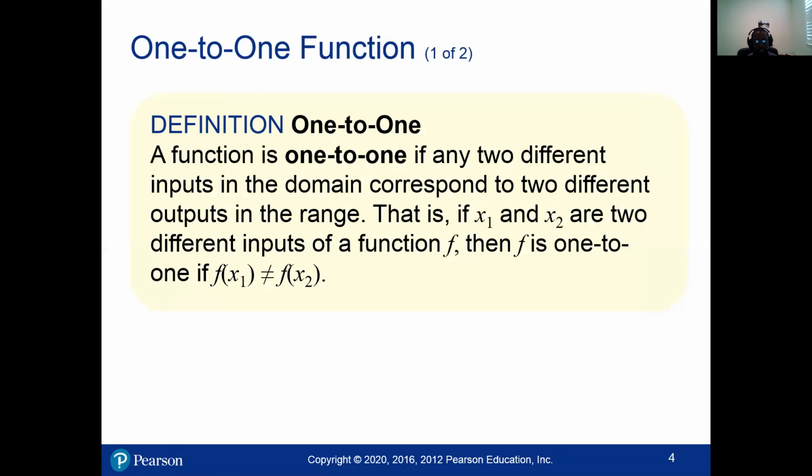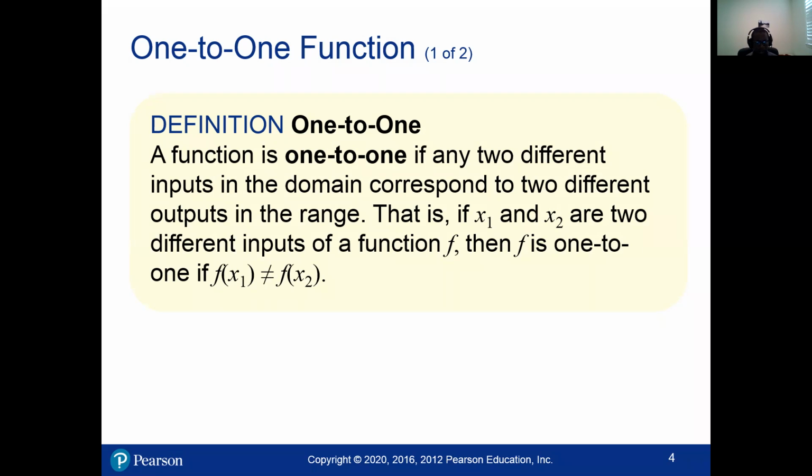Okay. So let's start with the definition. It says that a one-to-one function, remember it must be a function and one-to-one. A function is one-to-one if any two different inputs in the domain correspond to two different outputs in the range. That is, if x1 and x2 are two different inputs of a function f, then the function values f(x1) and f(x2) must be different.